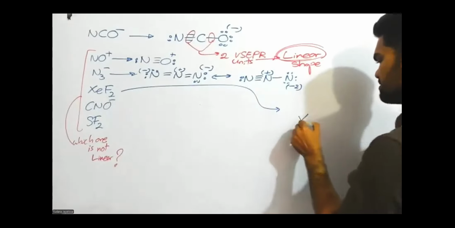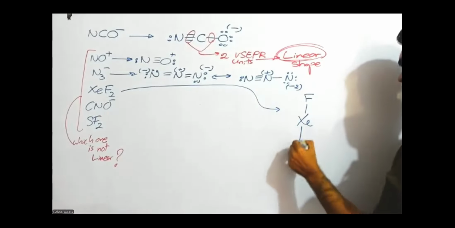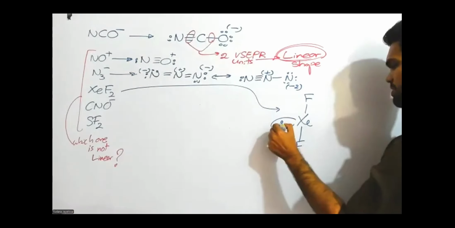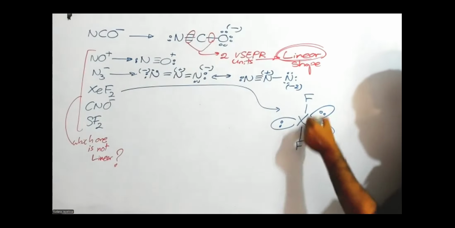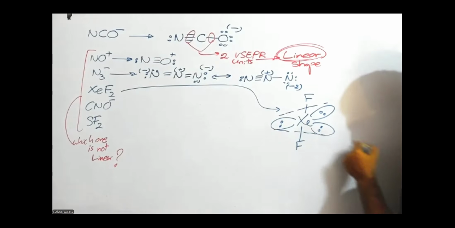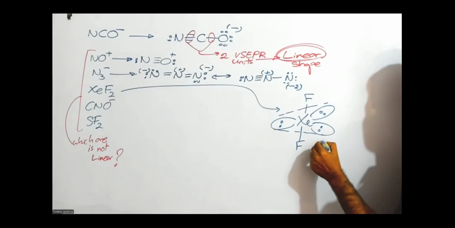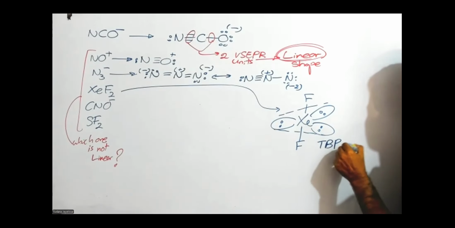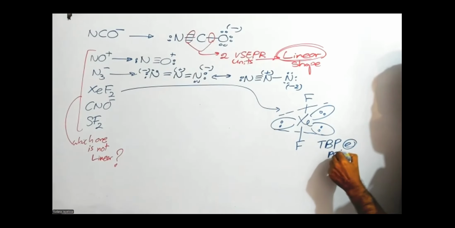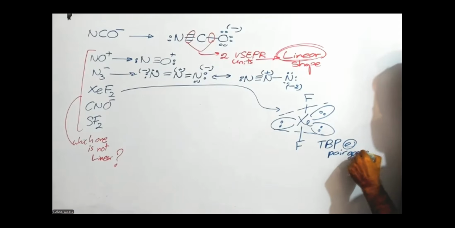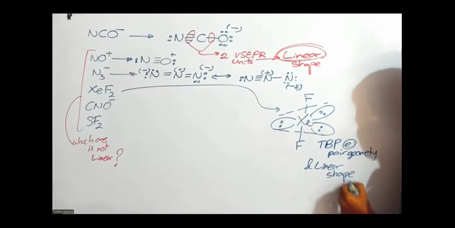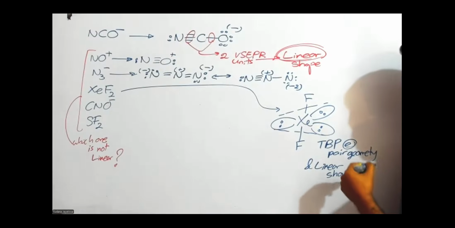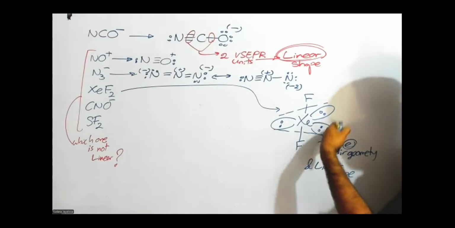I'll draw it here. It is also linear, but it is derived from a different electron pair geometry. Remember, this is the electron pair geometry. So trigonal bipyramidal electron pair geometry and linear shape. Trigonal bipyramidal electron pair geometry has 4 shapes. With no lone pairs, you have trigonal bipyramidal shape.